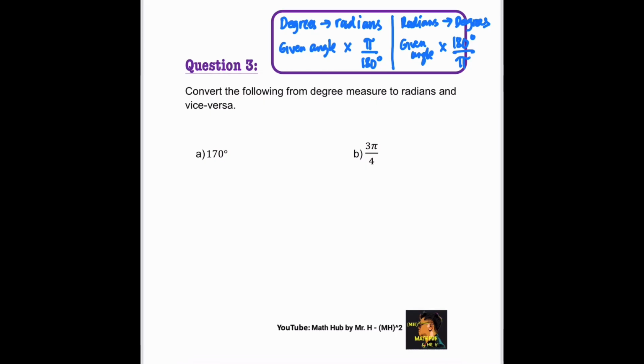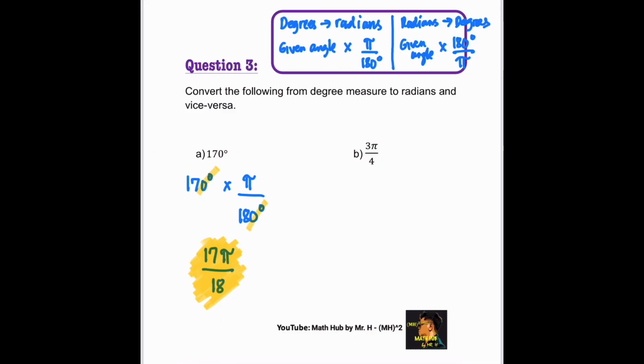So for 3a, what we do is take the given angle, which is 170 degrees, and multiply by pi over 180 degrees. Then we simply cancel out degrees and 0. And we'll have 17 times pi is 17 pi over 18. And that is the answer. And for the last one, you can pause the video and answer the question first.